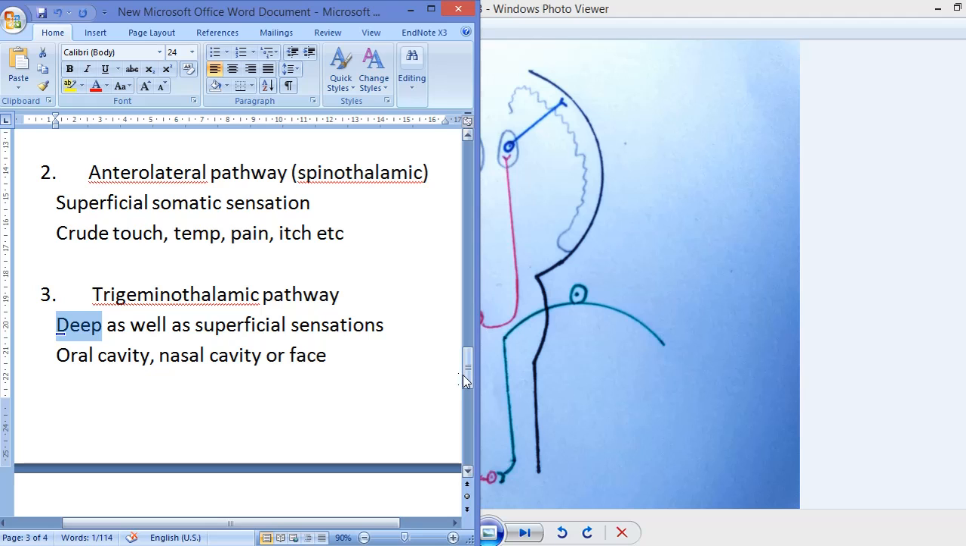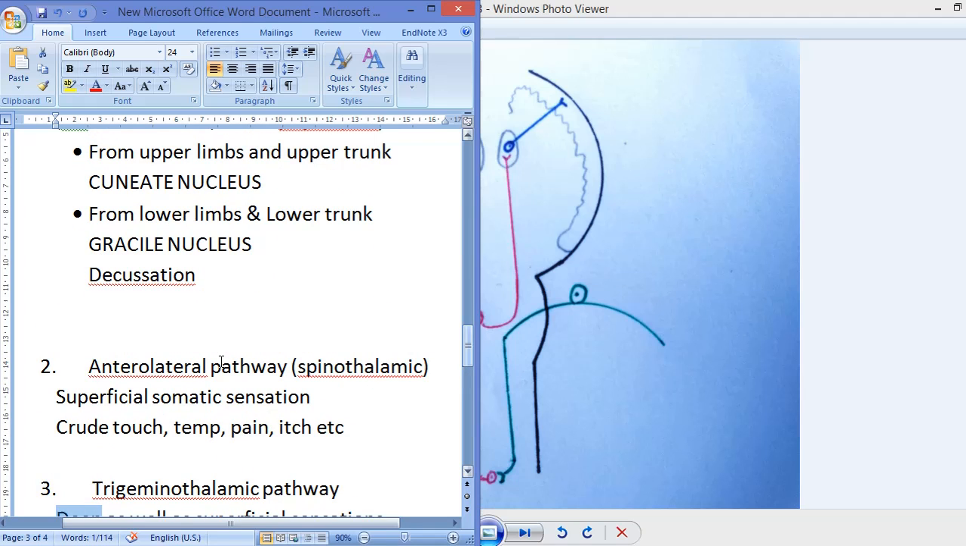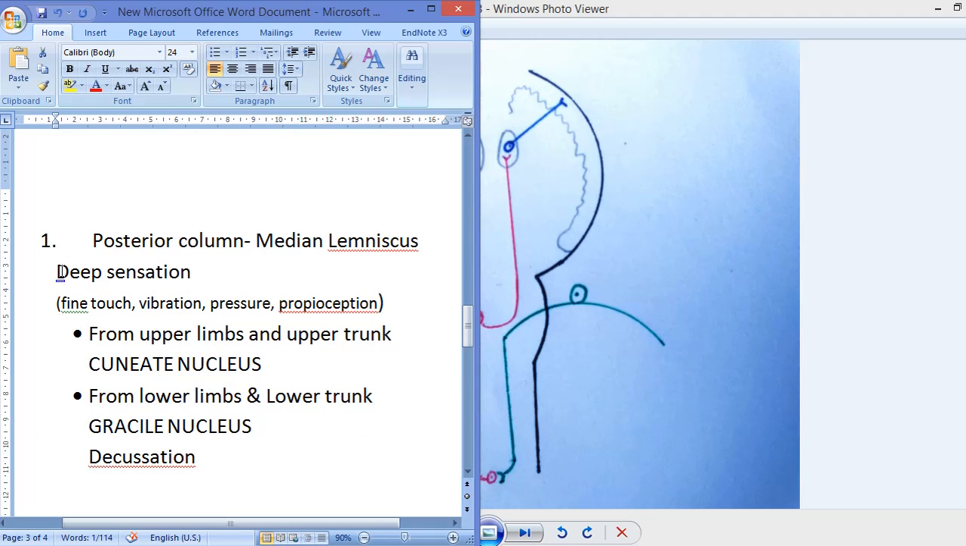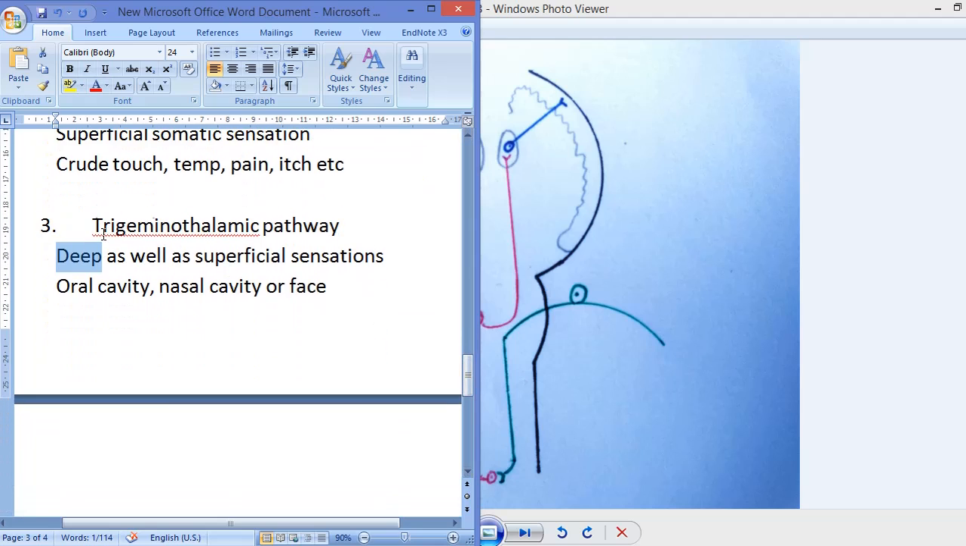Just like in the previous one, the anterolateral pathway was for only superficial somatic sensation, while the posterior column medial lemniscus was for deep sensation. While this pathway, the trigeminothalamic pathway, is for both types of sensation, that may be deep, that may be superficial, but from the upper part of the body, meaning from the face and from the oral cavity and nasal cavity.